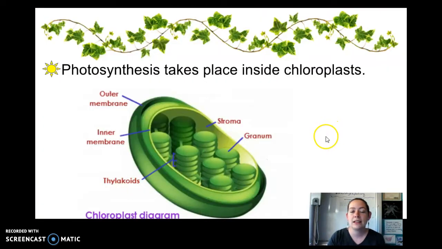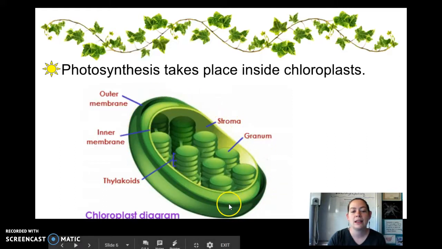Now, photosynthesis takes place inside an organelle called the chloroplast. Hopefully you remember that from our cell unit. The chloroplast looks like this. And it doesn't live inside animal cells, right? We can't do photosynthesis. But this little guy is inside of plant cells. And this is where all of the reactions of photosynthesis take place.